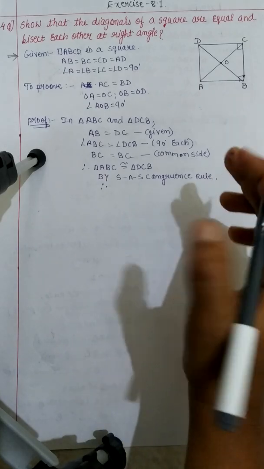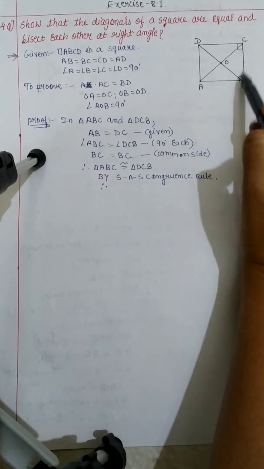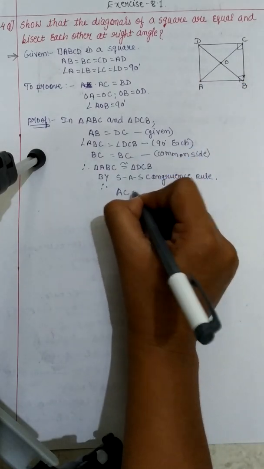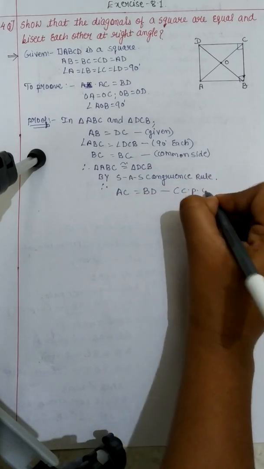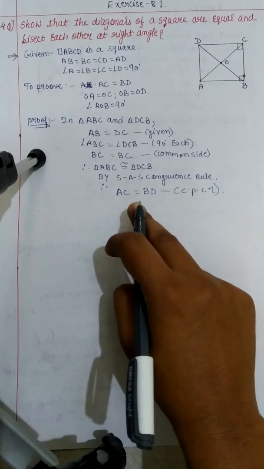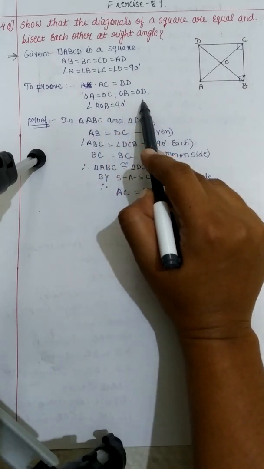Now let's take the CPCT. As in ABC the side AC is coming and in DCB the side BD is coming. So I am going to write here that AC is equals to BD and the reason is CPCT. Okay. Now one part has been proved about diagonal. Let's move on to the next part, that is OA equals to OC and OB is equals to OD.